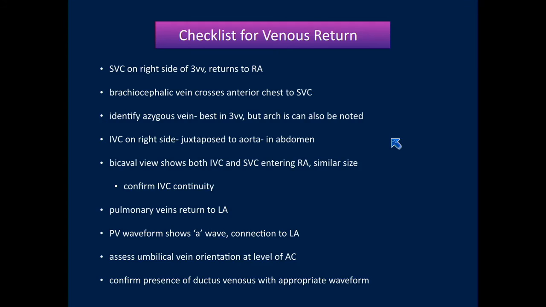So the aorta should be left-sided, and the IVC should be right-sided at the level of the abdomen. The bicaval view should show both IVC and SVC entering the right atrium and similar in size. And finally, this view allows you to confirm that the IVC is continuous through the liver and not interrupted. You should confirm that the pulmonary veins return to the left atrium, and again, prove that connection by documenting that you have an A wave in the pulmonary venous waveform. Look at the umbilical vein orientation at the level of the abdominal circumference and confirm the presence of a ductus venosus with an appropriate waveform. Thank you.